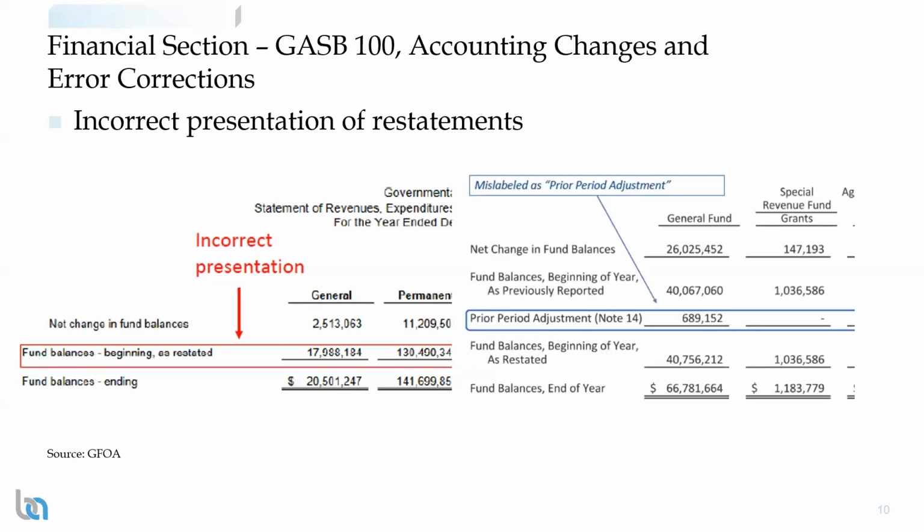Also, mislabeling as prior period adjustment. The prior period adjustment that's disclosed here is not appropriate. The correct labeling of this line item is restatements. But you can see it's almost correct, because it has the beginning of year as previously reported, then our restatement, and then our beginning year as restated. So it's almost correct, just that the wording is wrong.